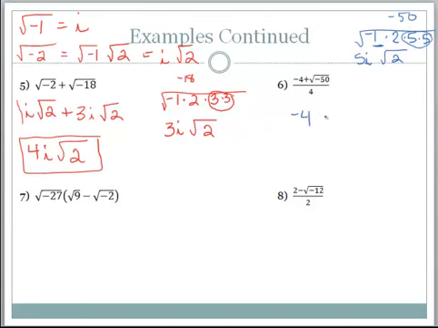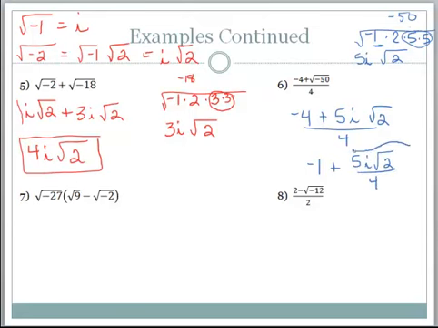So we have negative 4 plus 5i square roots of 2 all over 4. Now to keep this the way it's supposed to be, you should split this into real and imaginary. So you'd have negative 4 over 4, which is negative 1, and then negative 5i square roots of 2 over 4. So that would be your final answer.